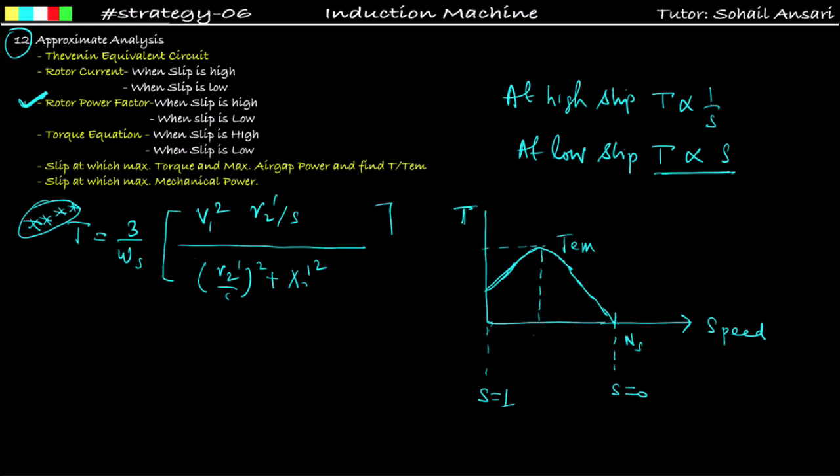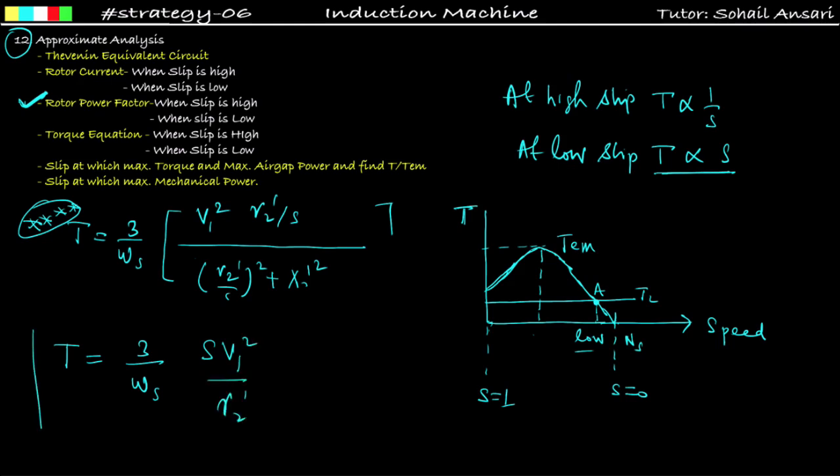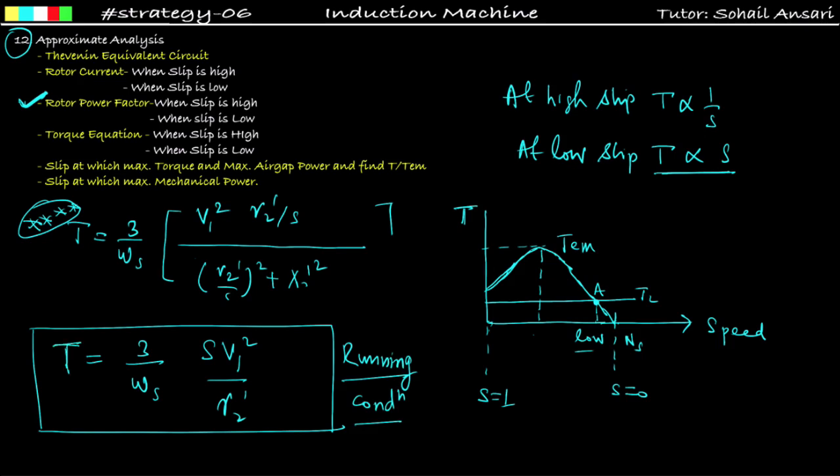This is TEM. Suppose a load is connected, let us say this is TL, and the load torque is constant. This is the operating point A, and here the slip is low. That means the motor is running at low slip. That's why I told you that at low slip the torque equation will be 3 upon omega s, s v1 square upon r2 dash. So this is very important. This torque equation defines the running condition. Please keep in mind the torque equation in approximate analysis during running condition, that is at low slip, is equal to 3 upon omega s, s v1 square by r2 dash.